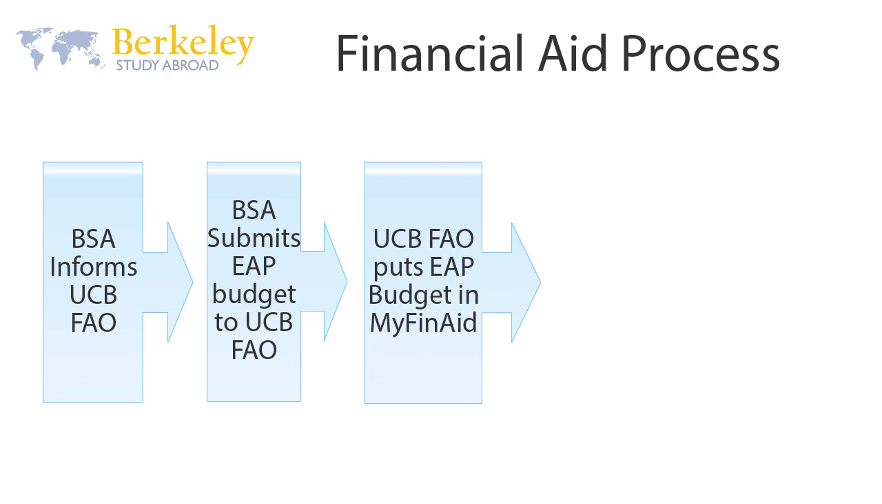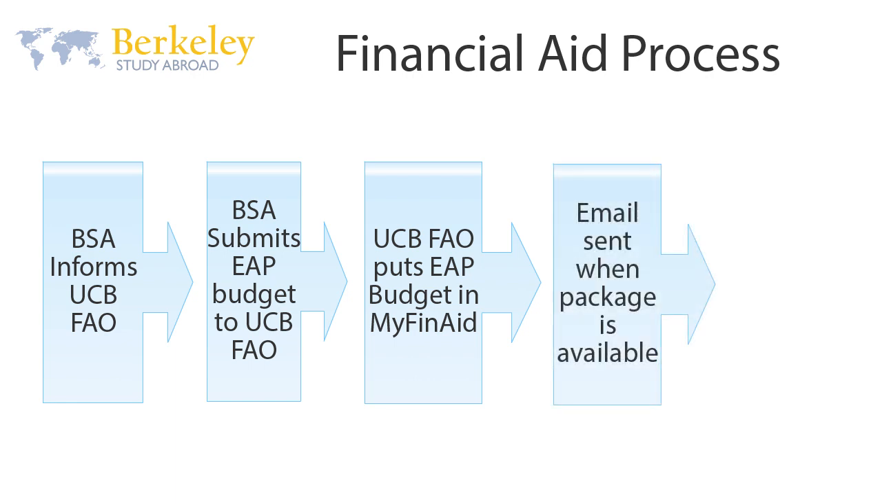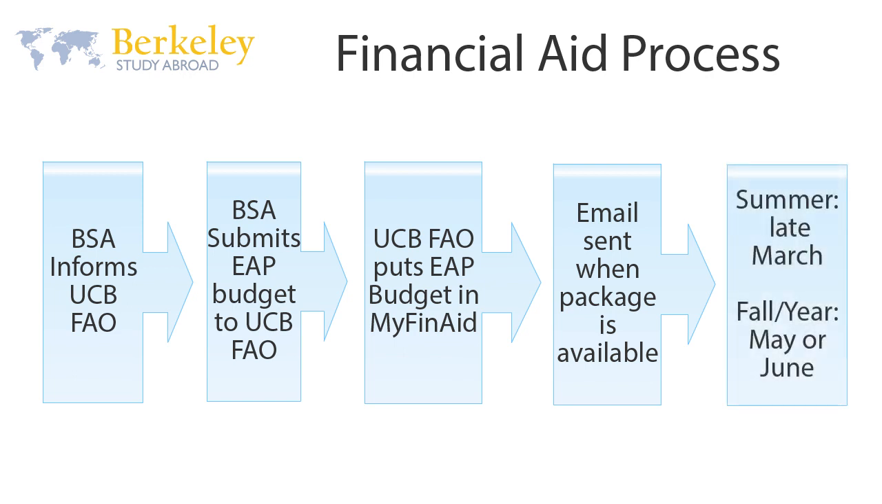Finally, the MyFinaid system packages you for your semester or year EAP program based on the costs indicated in your EAP program budget. For fall and year programs, you will be able to view your awards in MyFinaid in May or June. You will be notified via email when your financial aid awards are available for review, and you will need to take action to accept any loans you are offered.